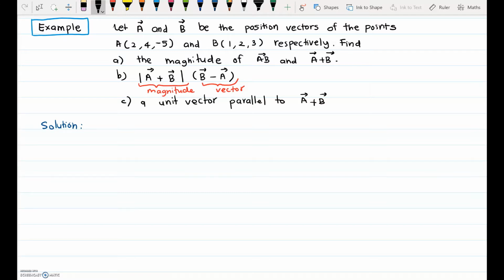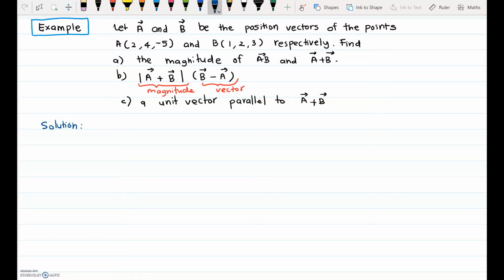Okay, the first example we have here. Let the vectors A and B be the position vectors of the points A(2, 4, -5) and B(1, 2, 3) respectively. Find the magnitude of AB and A plus B. Secondly, we want to find the magnitude of A plus B times the vector B minus A. And lastly, we want to find the unit vector parallel to A plus B.